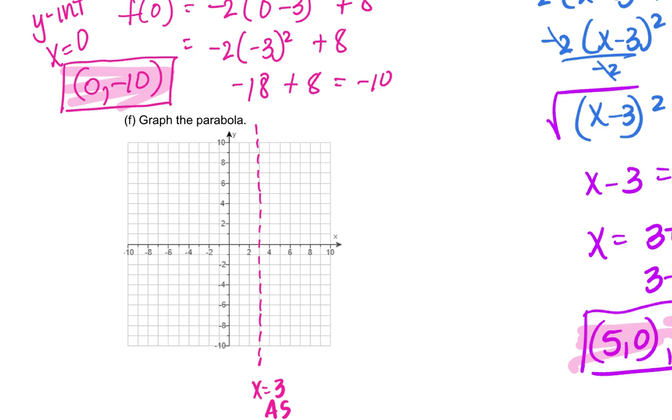So 0, negative 10, so that's down here. 3, 8 was my vertex. And then I had a 1 and a 5. So I know if this is supposed to be symmetrical on both sides, then if it's 1, 2, 3 steps away, 1, 2, so the other point should be right there. So your picture should look something like that.